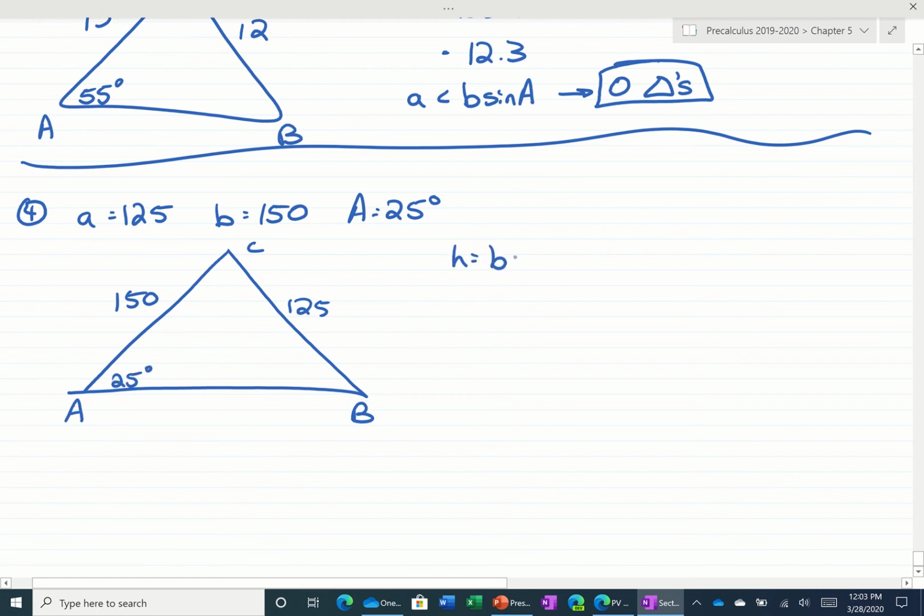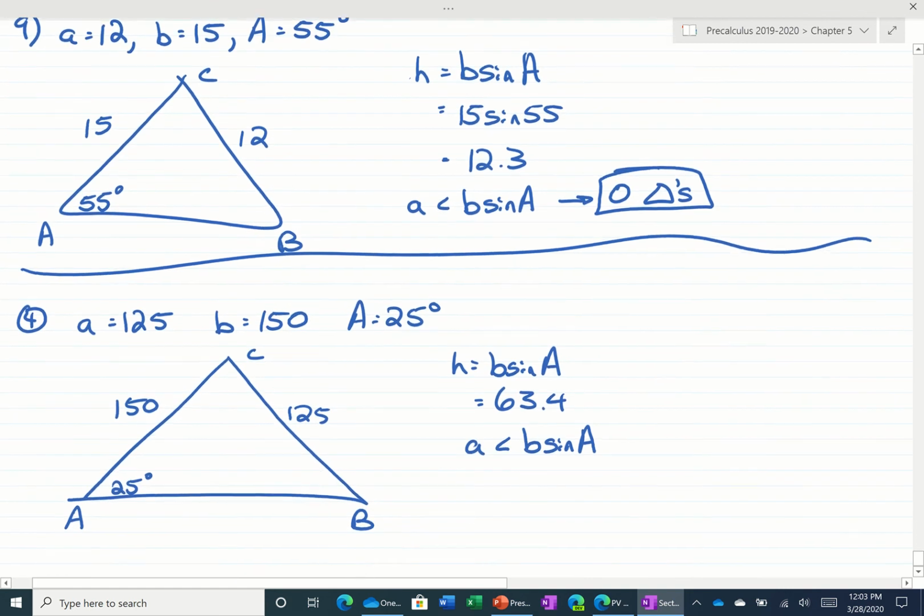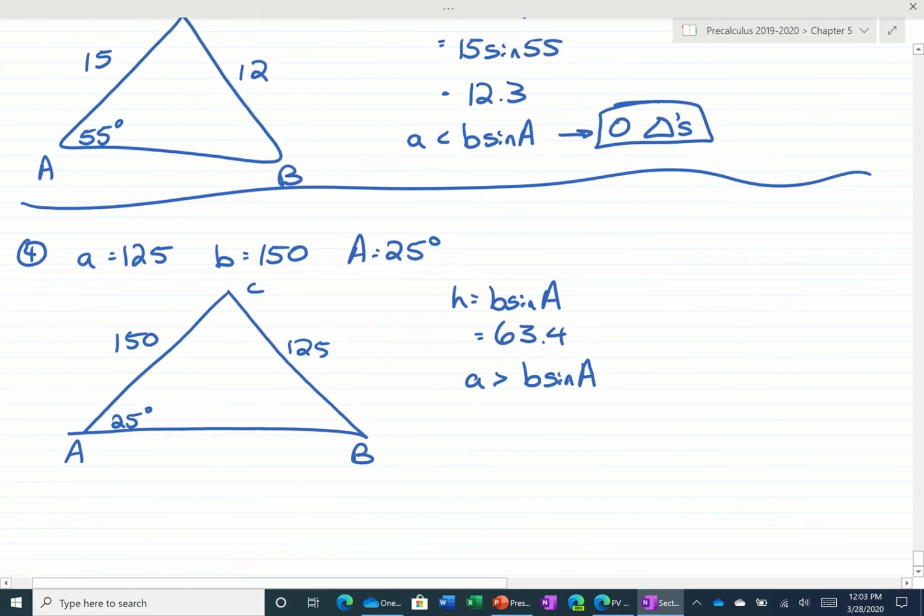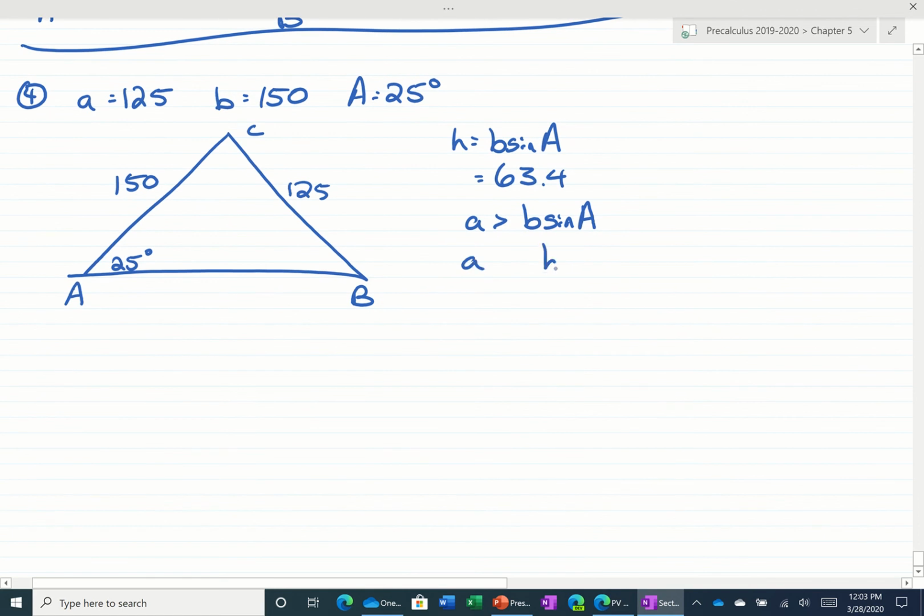All right, first thing we do is we find our height. And if we do that, we get 12.3. Oh, actually, we don't. If we find the height, we get 63.4. Hey, making a few mistakes here. And the height is smaller than A. So that means we have to compare sides A and B. And 125 is smaller than B, which means that there are 2 triangles here. So I'll show you how to do this.